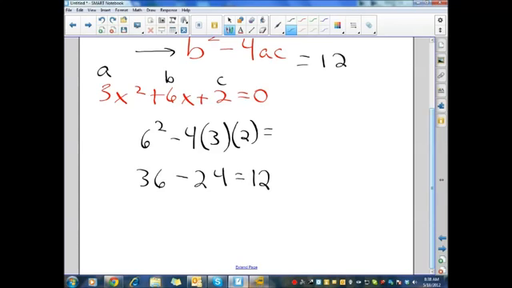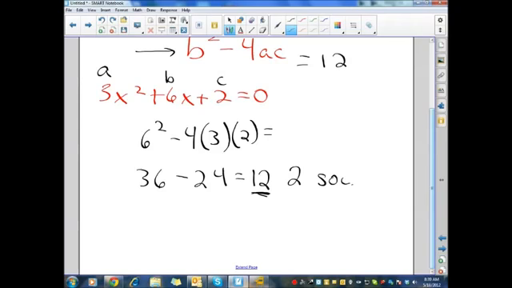What does that mean as far as how many solutions that there are? 2. How do you know? Very good. If it's a positive number, then you know there are going to be 2 solutions. So since it's a positive number, you would tell me it has 2 solutions. What if it was a negative number?